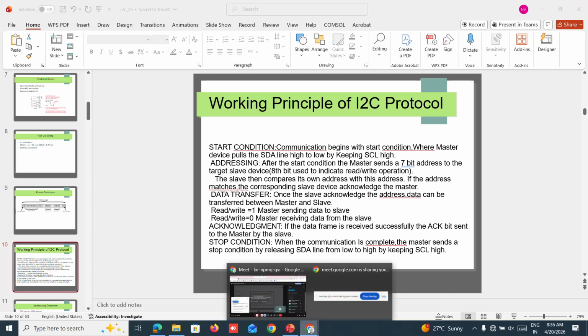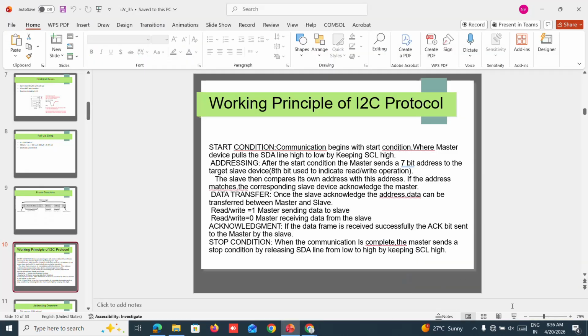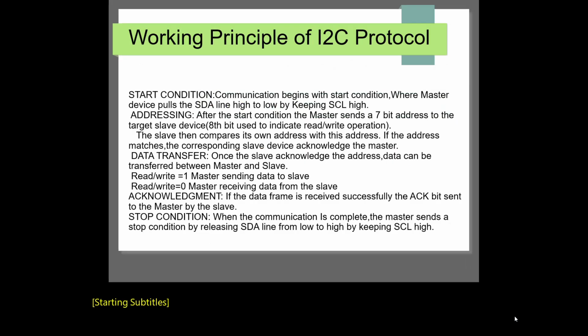Sharing the screen. Yes. Now, okay, screen is coming. Yeah.